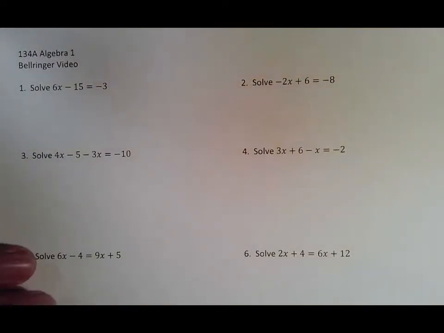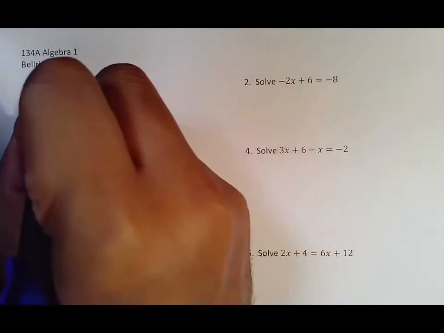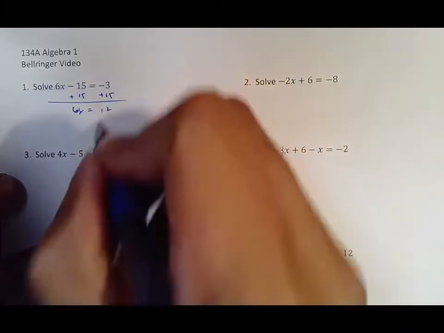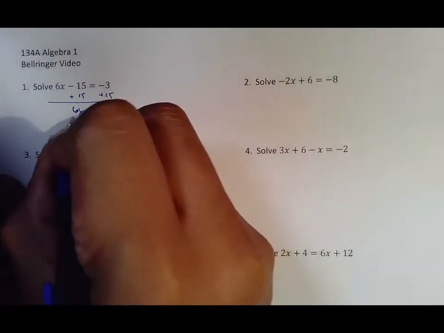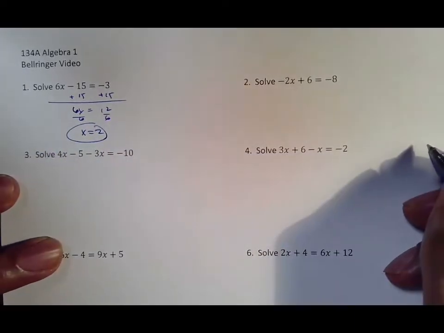All right, let's go ahead and get to our two-step equations. We have a minus 15, so we add 15 to both sides. Again, hopefully you're learning this stuff. These two are different, so we subtract. 15 is bigger, so it should be positive. Then we divide by 6 on both sides, getting the answer of x equals 2.